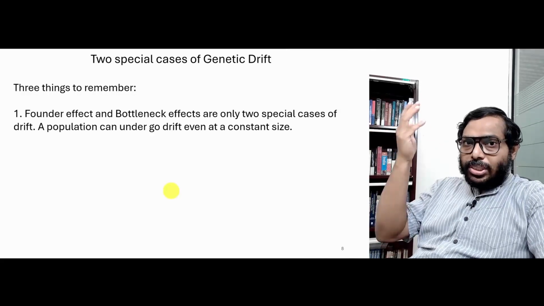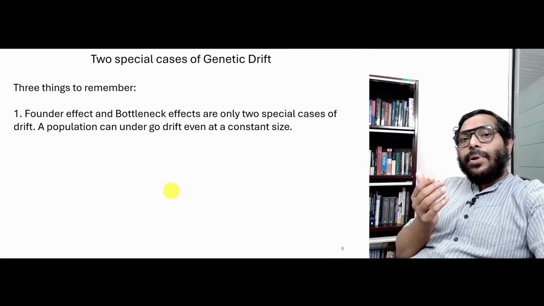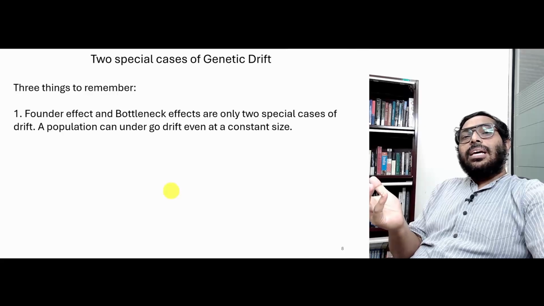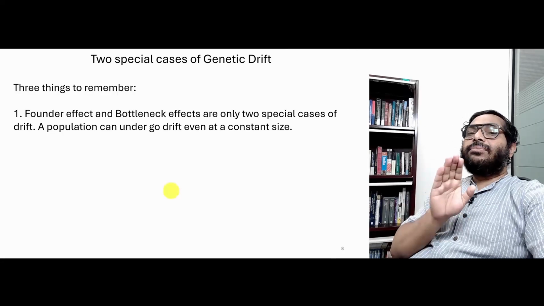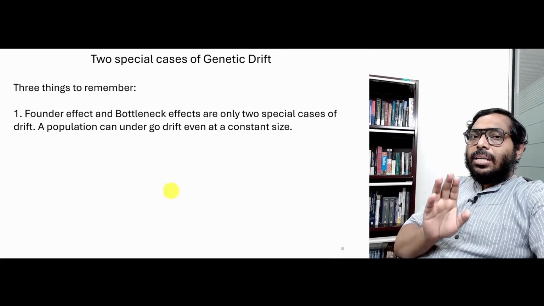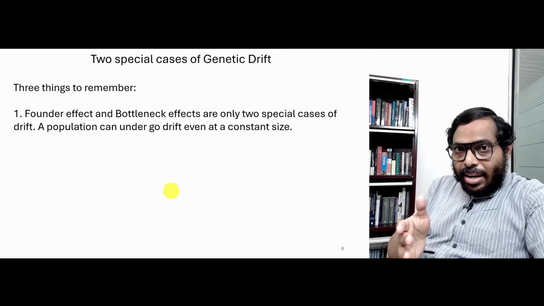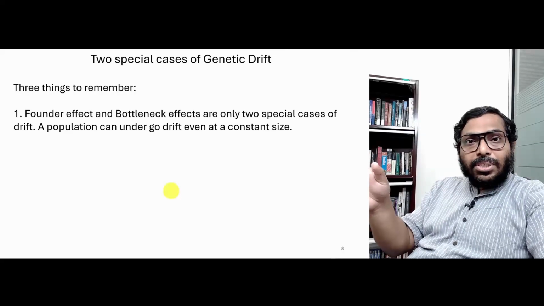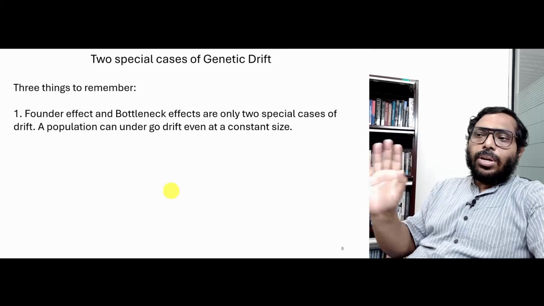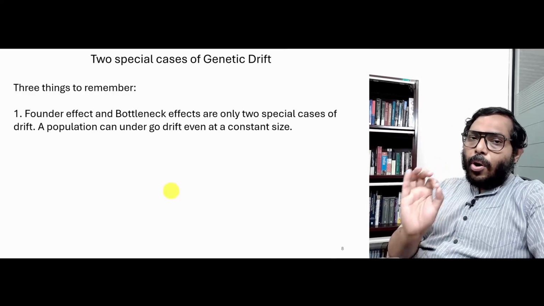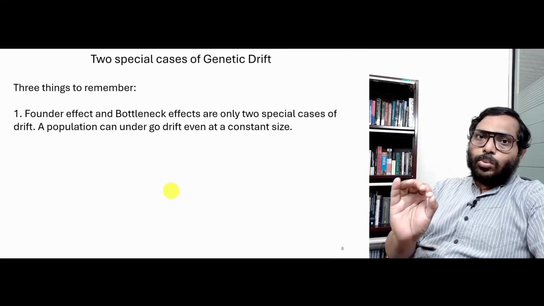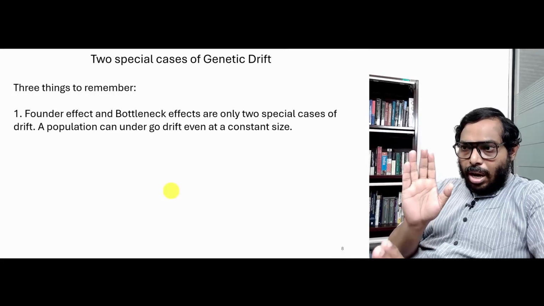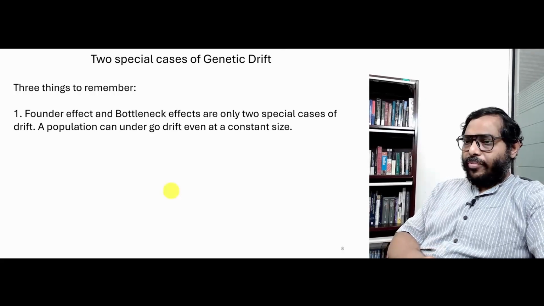As we saw in our simulation, genetic drift can happen even with constant population sizes as long as that population size is finite, and therefore, genetic drift needs to be defined as those random changes in allele frequency and not as founder effect or bottleneck effect. This is a very important message that I need to give to all students. Appreciate the correct definition of drift.